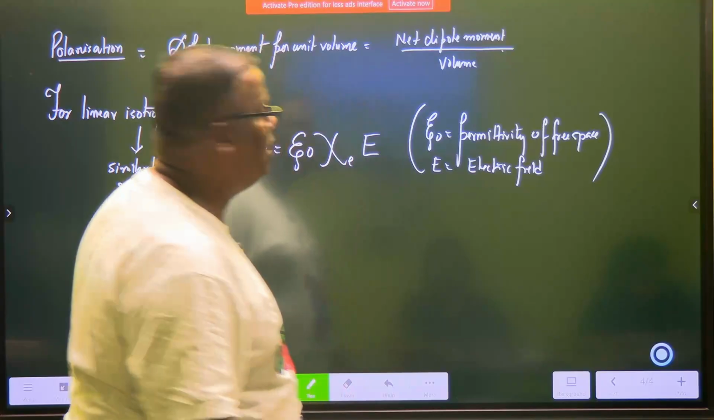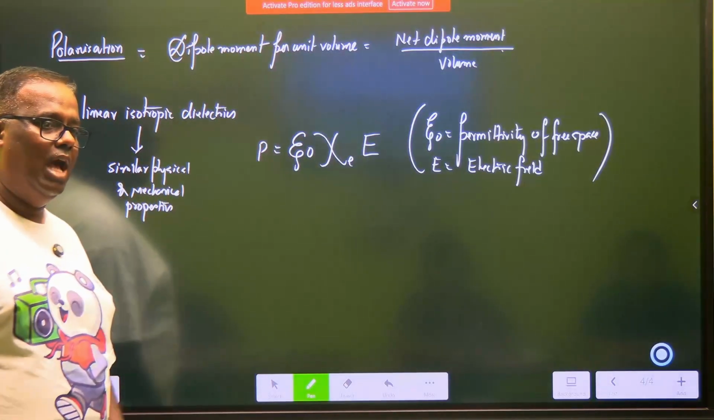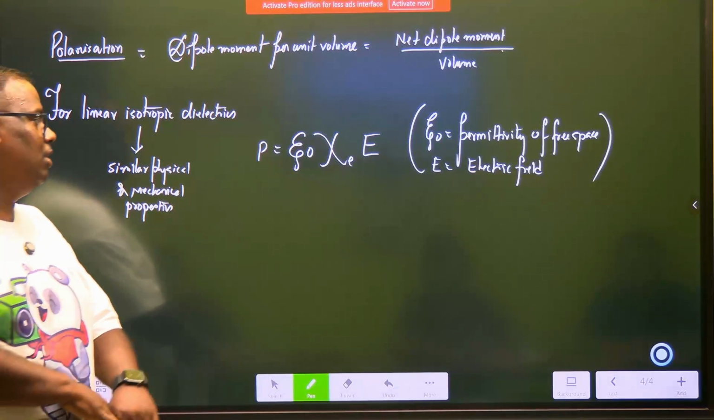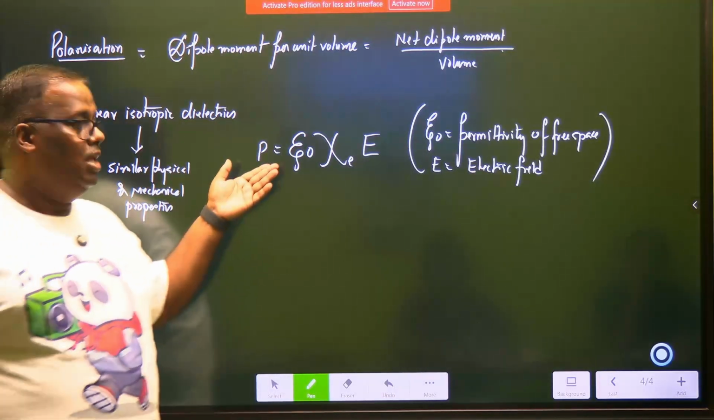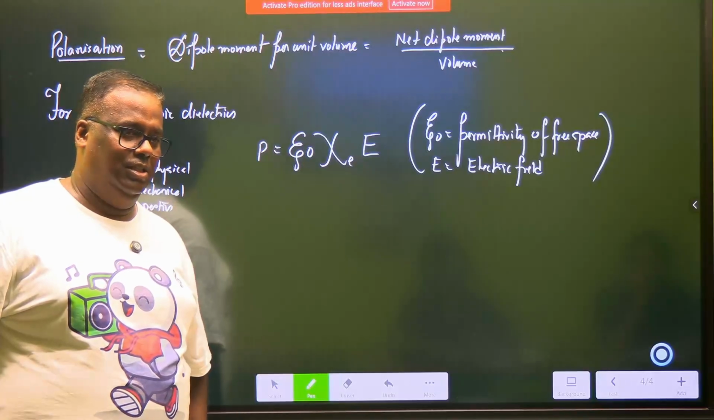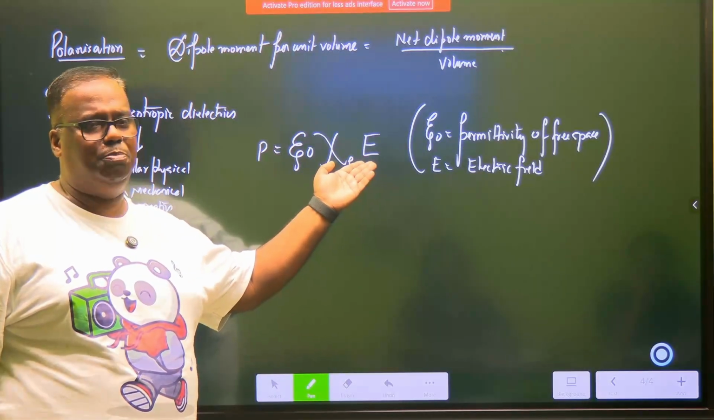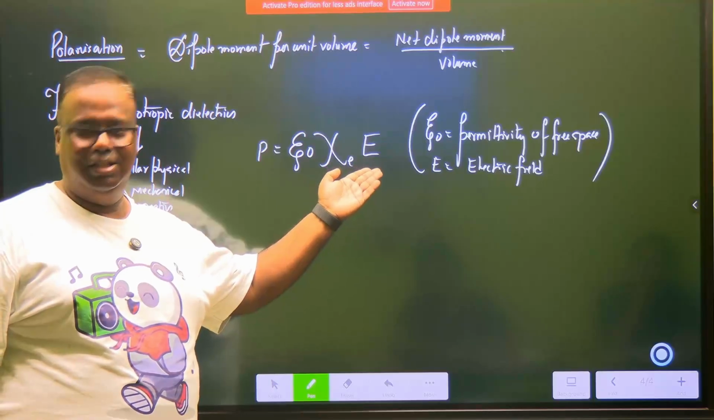E is the electric field. Now try and understand. I'll give you one analogy and you'll understand it. You're trying to polarize a mass for a voting bank. What does it depend upon? How effective is your speech? That is the electric field.